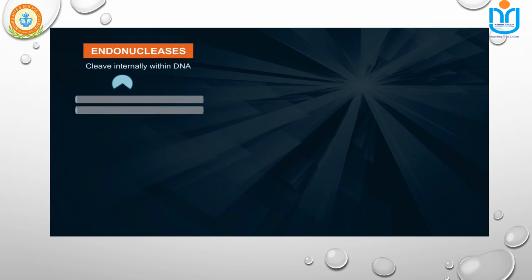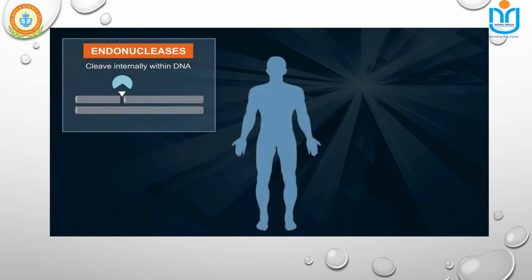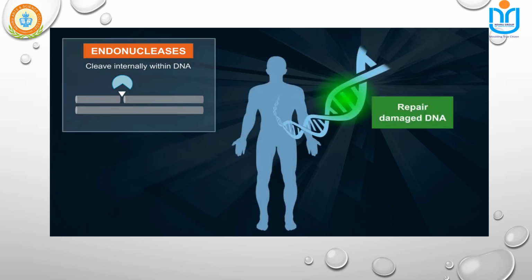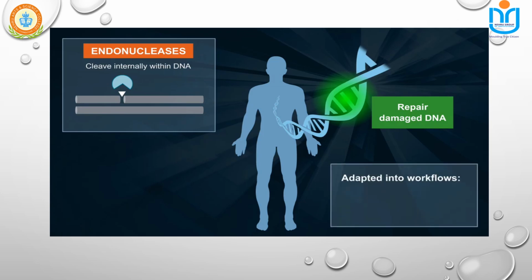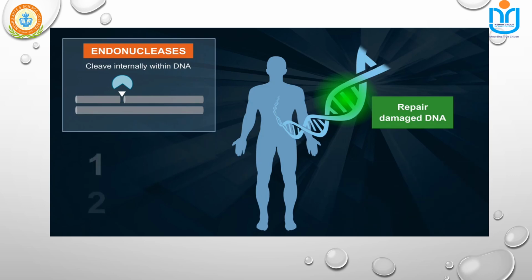Endonucleases cleave DNA internally and do not require free DNA ends for activity. This is in contrast to exonucleases, which require and act on free DNA ends. In vivo, many endonucleases are involved in the repair of damaged DNA. Many of these enzymes have been adapted into workflows such as gene assembly and directional RNA-seq. Here, we will be highlighting two types of endonucleases, structure-independent and structure-dependent.